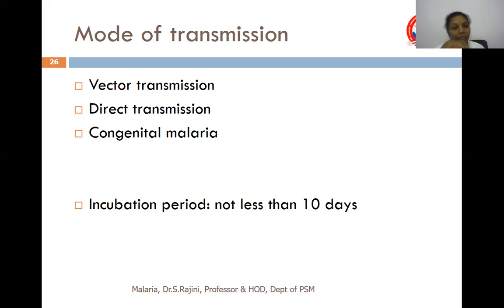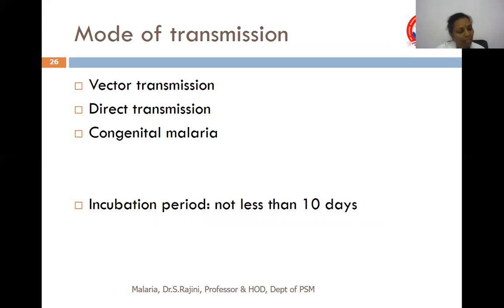So next one will be mode of transmission. So how it is transmitted: vector transmission, direct transmission, congenital malaria. So we have vector transmission. Malaria is transmitted by the bite of a certain species of infected female anopheline mosquito, and a single infected vector during her lifetime can infect several persons. Until the sporozoites are present in the salivary glands, the infected mosquito can transmit the infection.